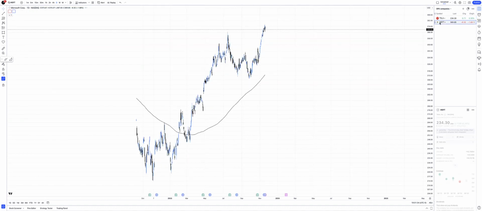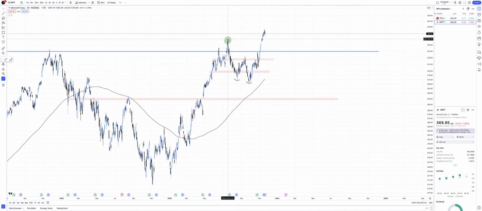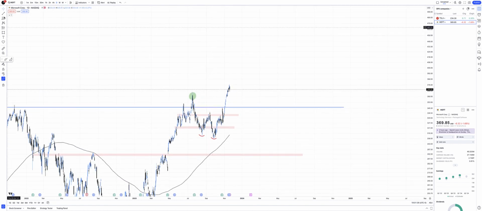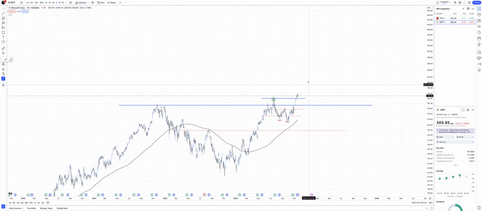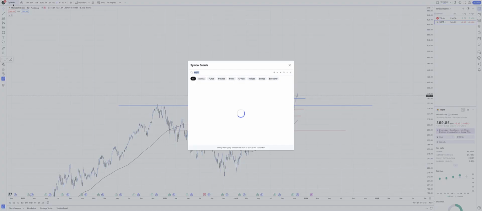If we look at Microsoft, we're in price discovery right now, right? So you guys want to consider that we are in price discovery for Microsoft. And with that being said, once you're in price discovery, normally the prices move up very fast in a short period of time.